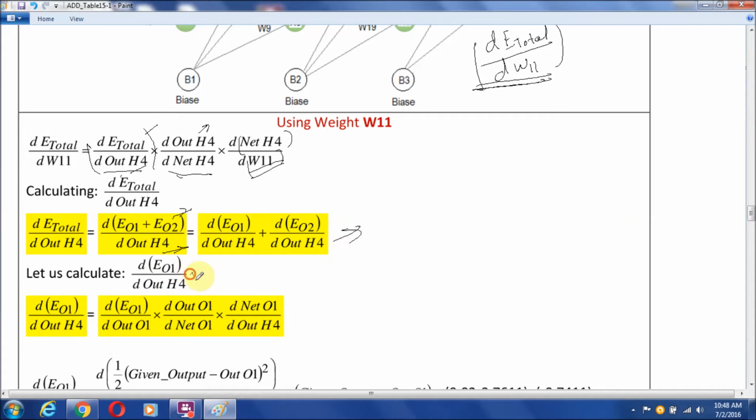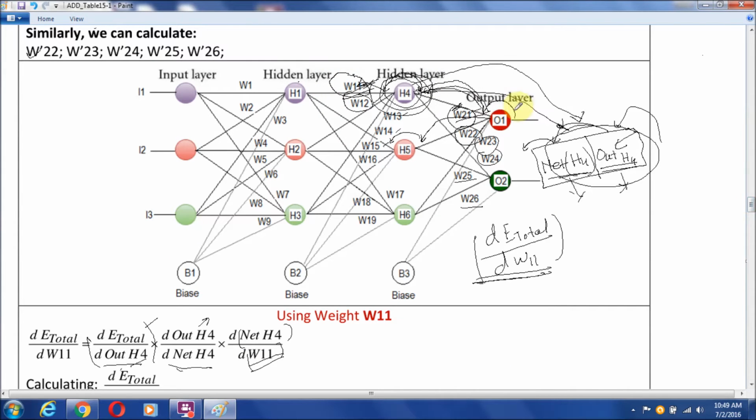which is equivalent to this. Now how do we calculate the derivative of E O1 with respect to out H4? The derivative of O1 with respect to out H4 generally connects with this derivative. This again has two parts: first out H1, out O1, and net O1. So it will again get the connections like this and this.